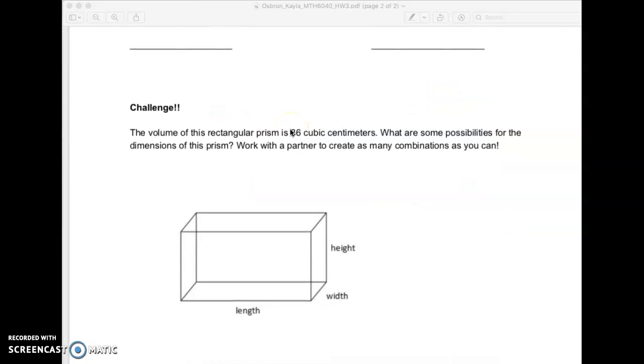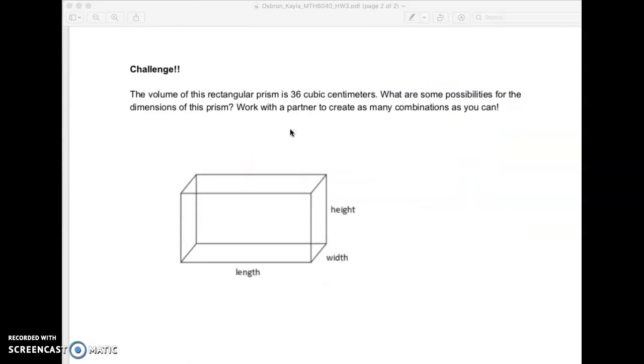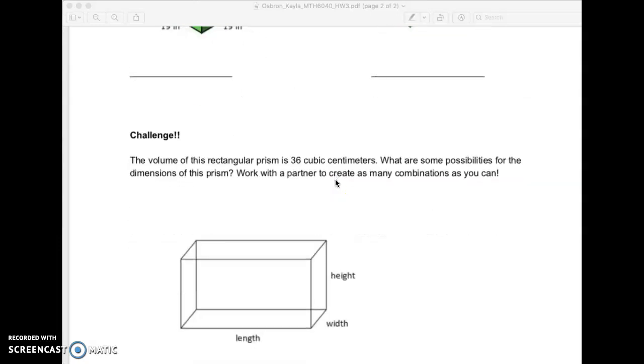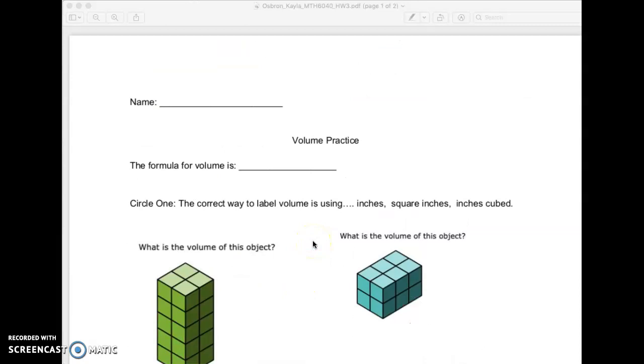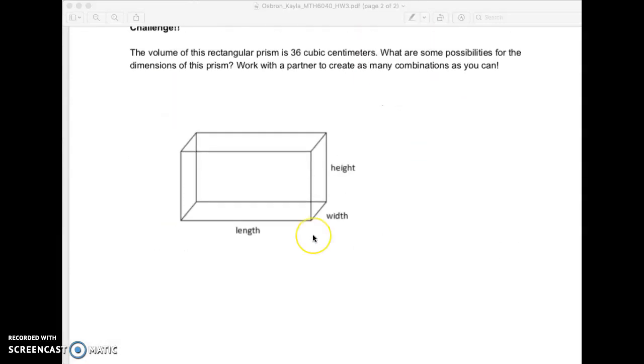And then at the bottom, I have a collaborative activity for them to work with a partner or a small group. I gave them just a basic rectangular prism and told them the volume. They need to come up with a variety of lengths, widths, and heights that would give them that 36 cubic centimeters for their final answer. This is a way for students to push themselves a little bit, start thinking more flexibly about our formula. So how do I go from 36 and work backwards?